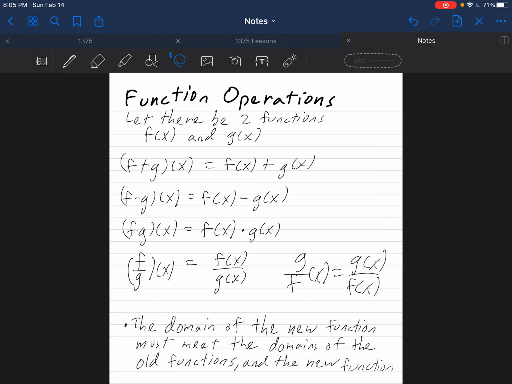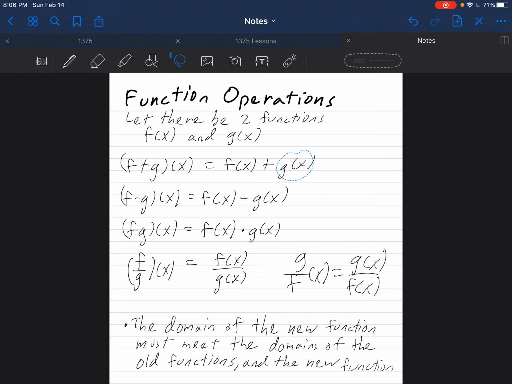Operation of functions. Let's say that we have two functions. One of them we'll call f of x, the other one we'll call g of x. So if we want to operate on functions using the basic operations of addition, subtraction, multiplication, and division, it's pretty intuitive. F plus g of x, written this way, is simply just f of x plus g of x.